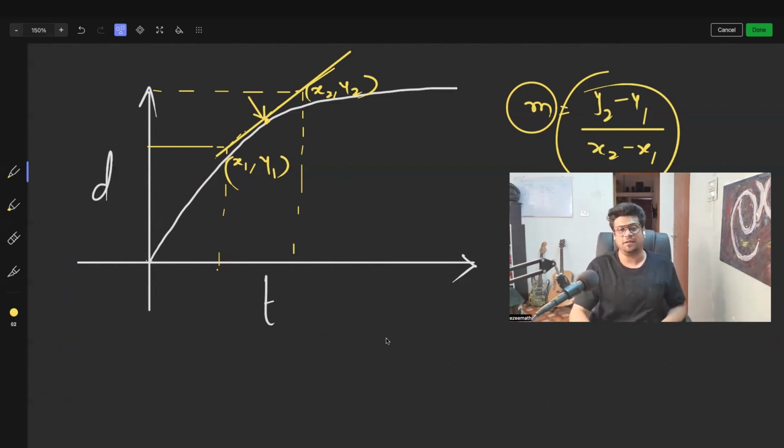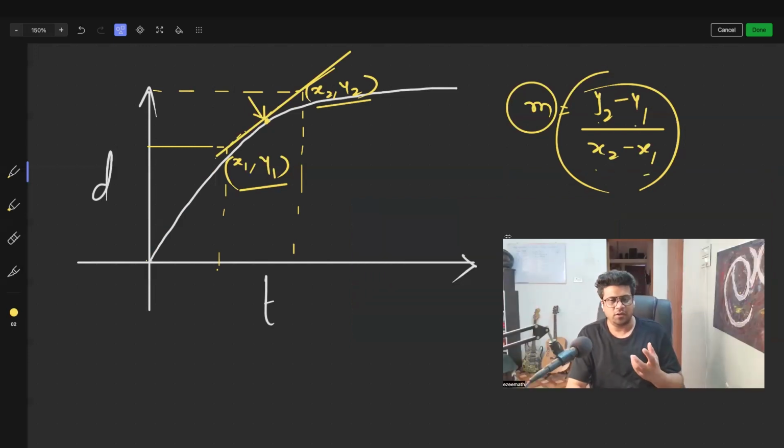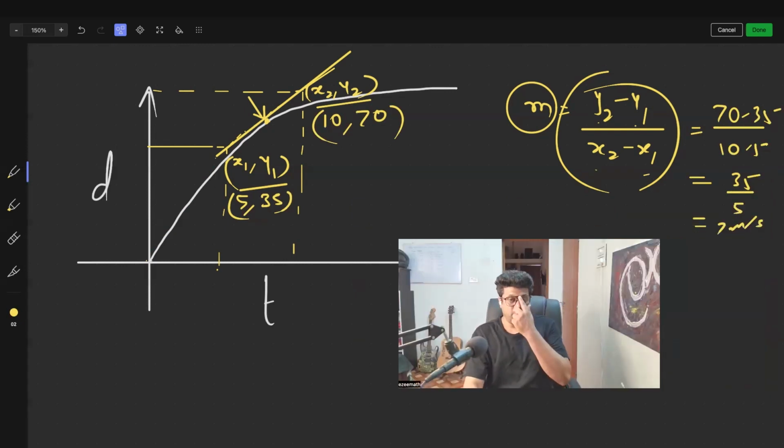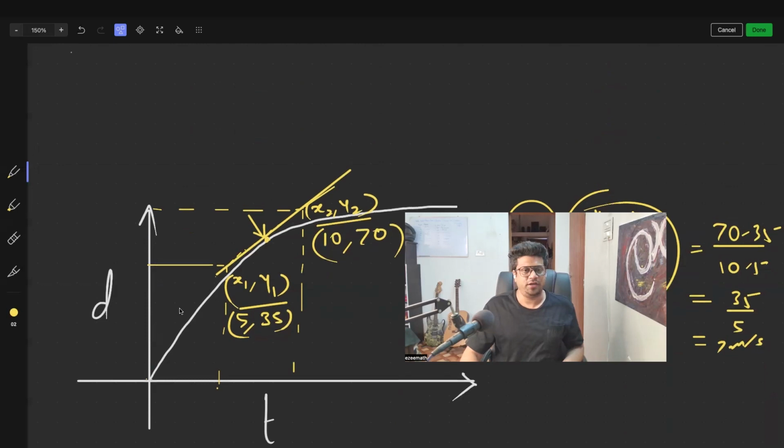Okay, so that was the first concept. We could have taken some numerical values to this, but it's actually the same y2 minus y1 and x2 minus x1, the same formula for gradient. It may have been a 10 and a 70, and this may have been a 5 and a 35. So the speed would have come out to be 70 minus 35 divided by 10 minus 5. That would have been 7 meters per second. That's it. Okay. So that was one thing that I wanted to discuss. We're going to do questions based on it later on.